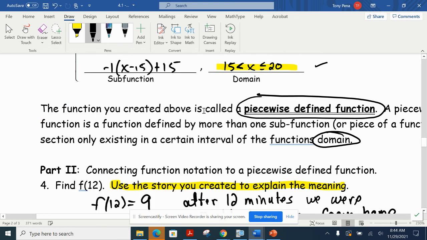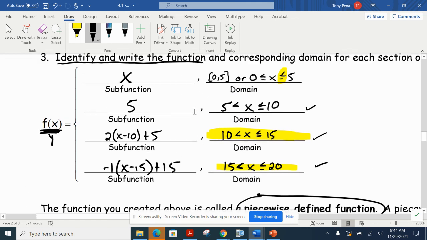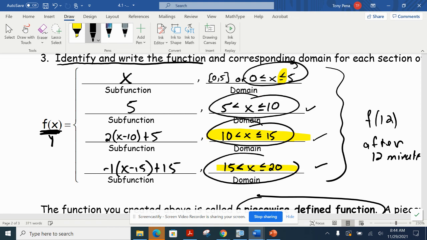The other way, and this is what number 5 is asking, which subfunction? So now look at these four subfunctions. If I wanted f of 12, that means after 12 minutes. So look at your domain. Look at 0 to 5, 5 to 12, 10 to 15, 15 to 20. Where does 12 fit? The first one, the second one, the third one, or the fourth one? Caden. The third one.